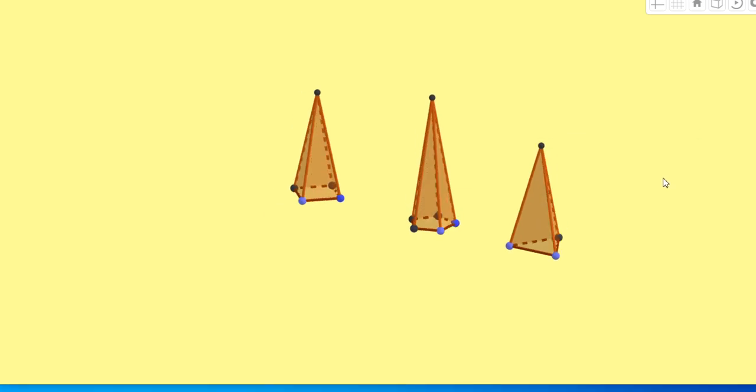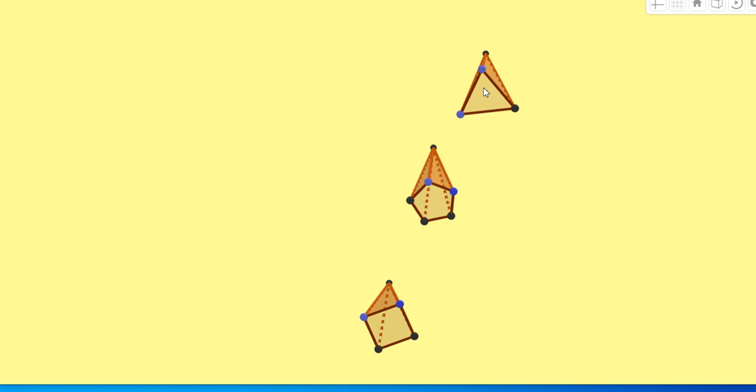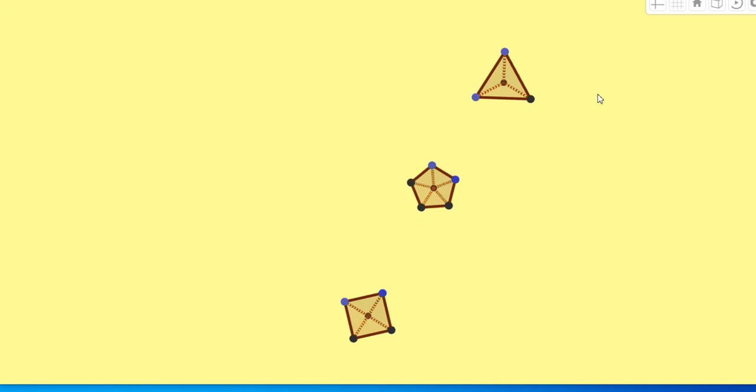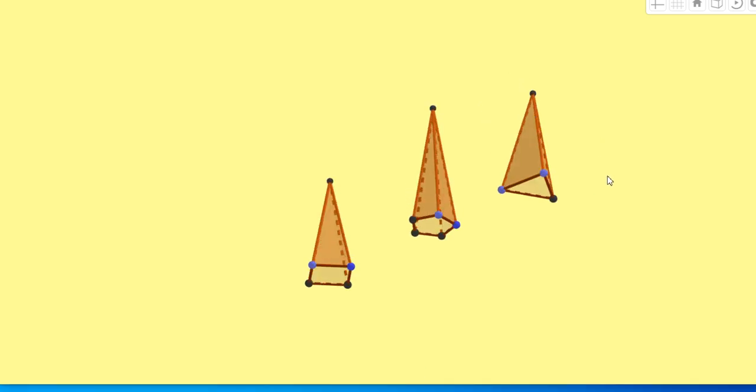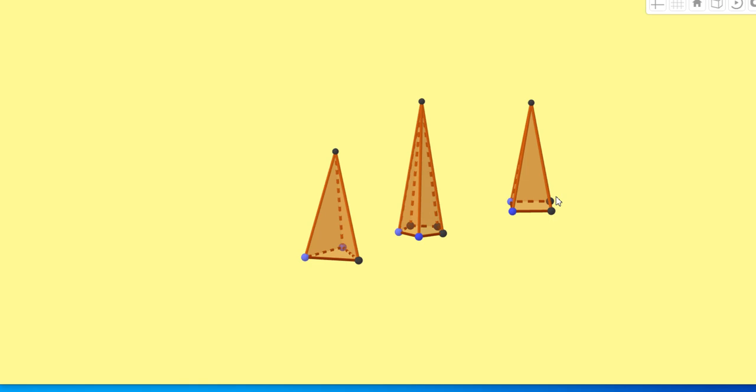Look at these polyhedrons. Here this face we can call the base of this polyhedron. Now the bases are polygons. That is, here the base is a square, here it is a pentagon, here it is a triangle. That means in all the polyhedrons, the base is a polygon. Now, what about the lateral faces?